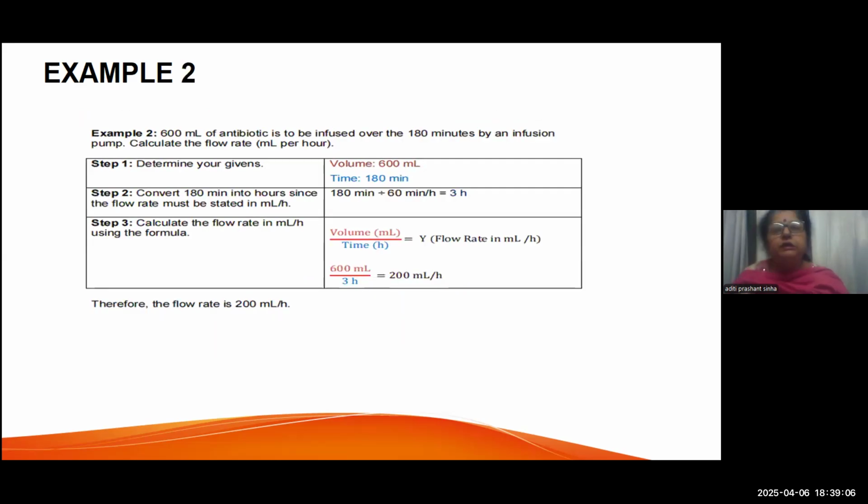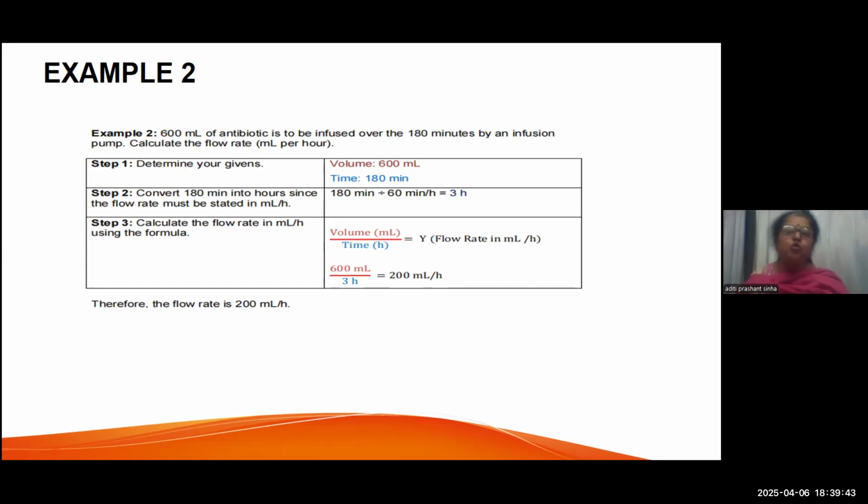Now, another example, just see: 600 ml of antibiotic, which is to be infused over 180 minutes by an infusion pump. You have to calculate the flow rate in ml per hour. So the volume to be infused is 600 ml and the time is given as 180 minutes. Here you have to convert this. We said it's a volume in ml and it has to be given in hours. So we have to convert this 180 minutes into hours. How do we do that? 180 divided by 60, you are going to get 3 hours.